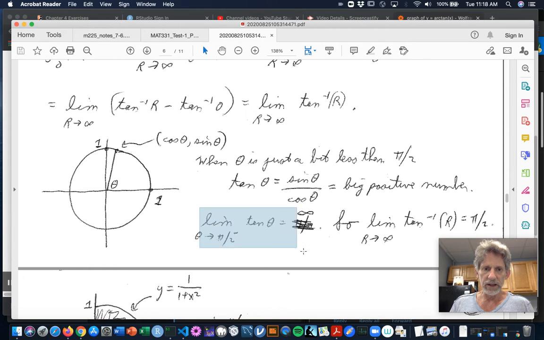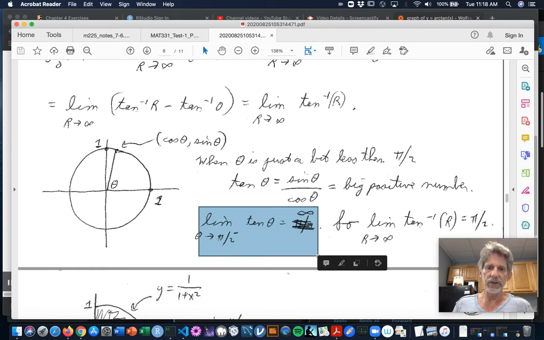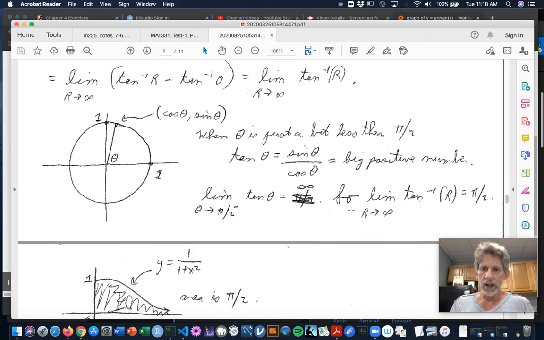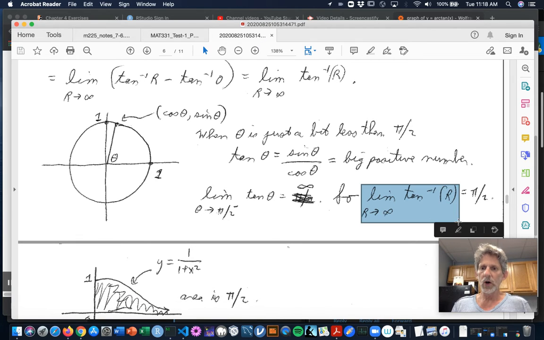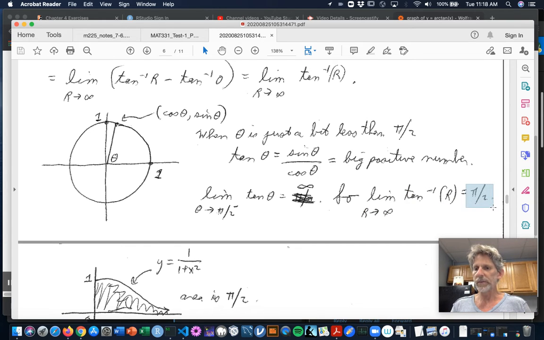Another way of saying it is that the limit of tangent of theta as theta goes to pi over 2 from the minus side is infinity. And so if you're looking for the limit of angles whose tangent is bigger and bigger numbers, you would have to say that's pi over 2.